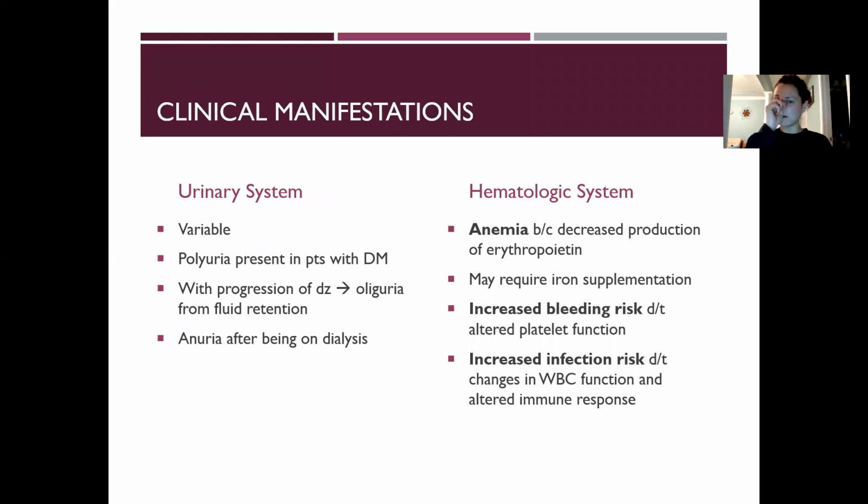In the hematologic system, anemia will occur because the kidneys, as we said, produce erythropoietin. Erythropoietin is required for red blood cell production, and so if we are not producing erythropoietin, then we need to address that. And that is a medication we'll actually give our patients who are on dialysis and in CKD, but they are usually chronically anemic. They may require iron supplementation because of their anemia. And then they'll also have altered platelet and white blood cell function, so they are at an increased bleeding risk and an increased infection risk.